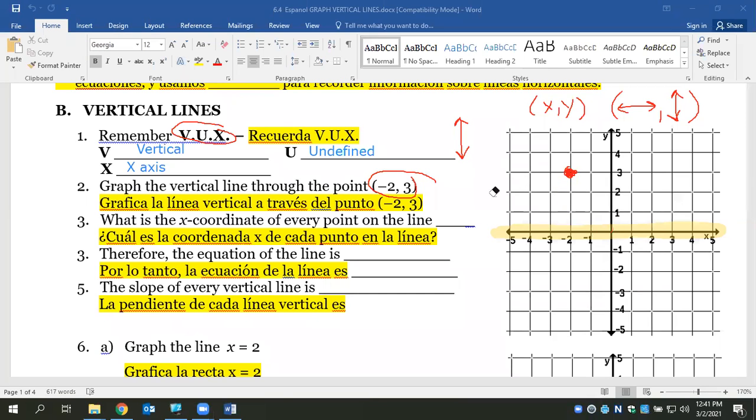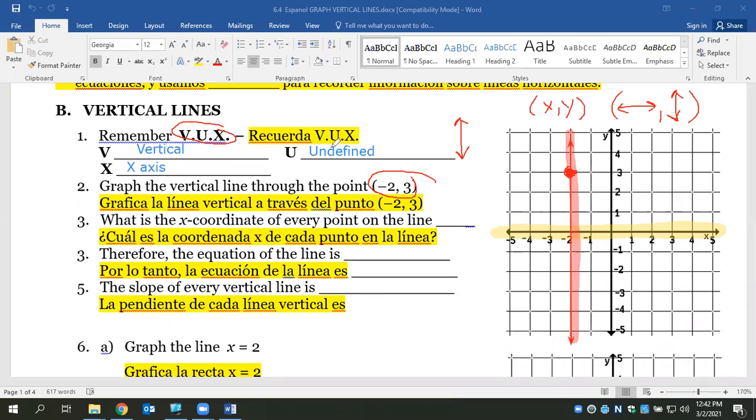Okay, good. Now, the question is number 3, what is the x coordinate? Oh, I didn't finish number 2. Graph the vertical line through the point. Okay, so now I need to graph a vertical line through this point. So here's that vertical line. Let's make it a little thicker just so everybody can see it. Here's that vertical line right through -2, 3.